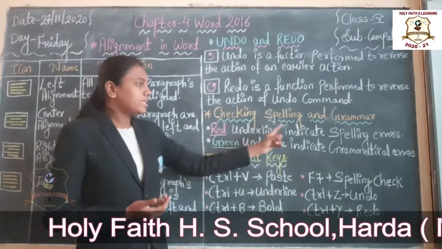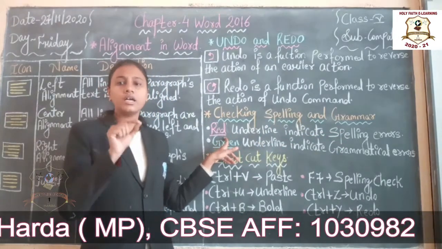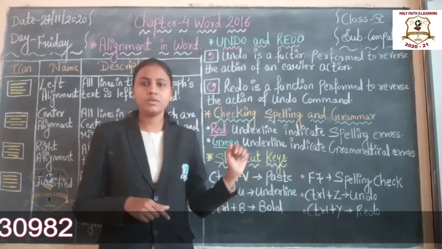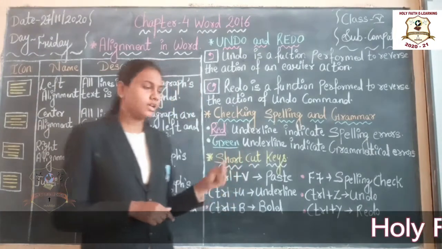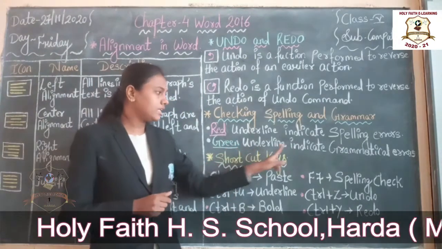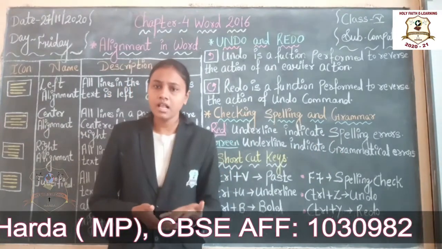Red line indicates spelling error. Where the red line appears under the word, it means you have done a spelling error. It means आपने एक spelling mistake की है. And when the green line comes under a word, it means a grammatical error. It means you have done some grammatical error.